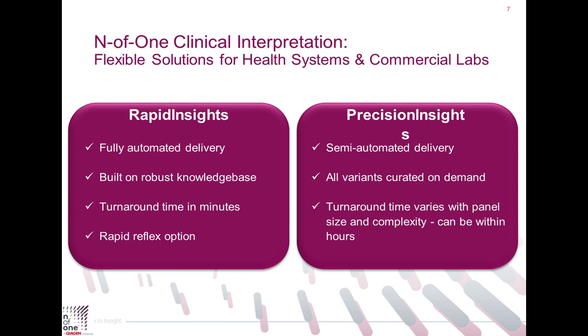And N of 1 does keep track of the variants not curated that come in. If any variant comes in more than twice, it is placed into a queue for curation so that the next time it comes in, it goes out automatically.